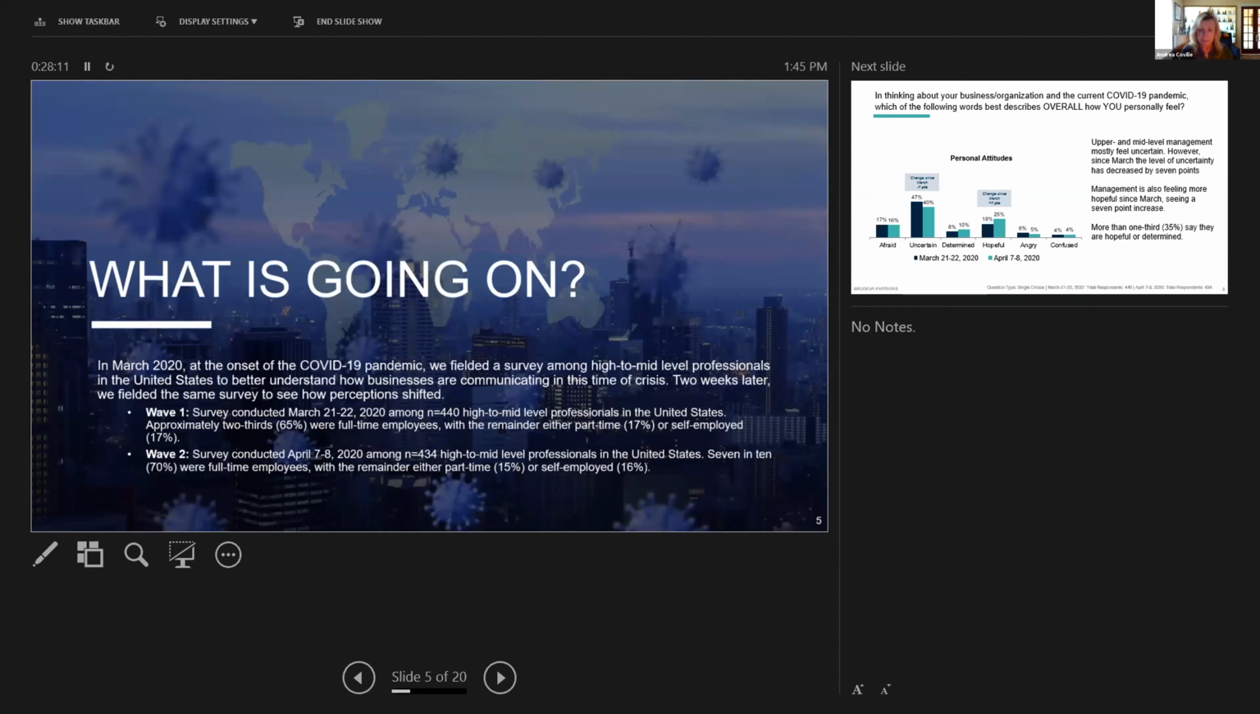So when we were looking at what was going on, we've done two studies. The first wave was around March 21st to 22nd, and the second wave was April 7th to 8th. Now, these were all with about the same sample size. Everybody in both groups was employed. Most of them were full-time, some had their own businesses and some were part-time. Recognizing that everybody that we're talking to right now may not be employed, and there's been a lot of change.